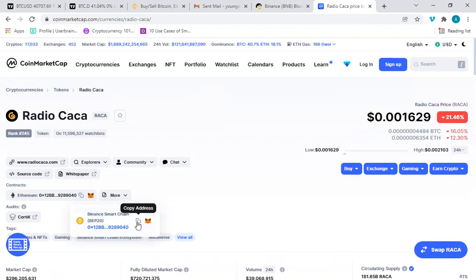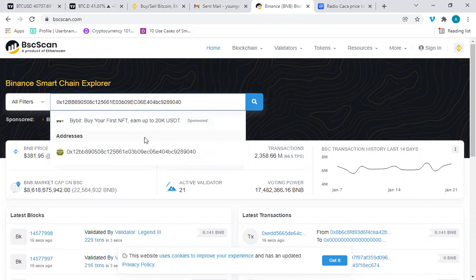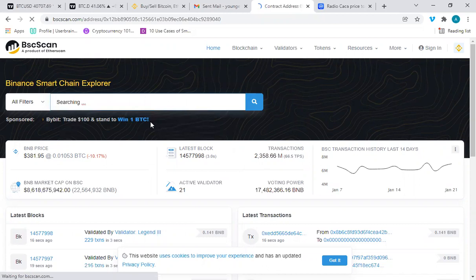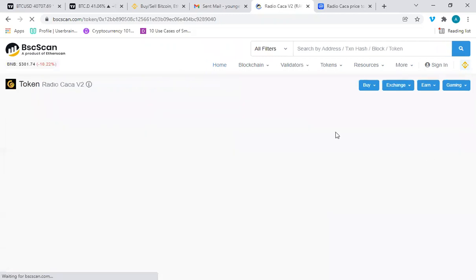You just click on copy, and you copy the contract address. This contract address is the smart contract code that makes that token be built on the blockchain, right? Now let's continue. Now this is a token. It bears Raka.